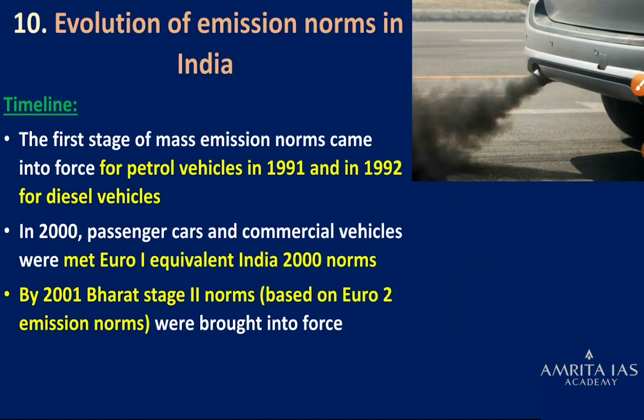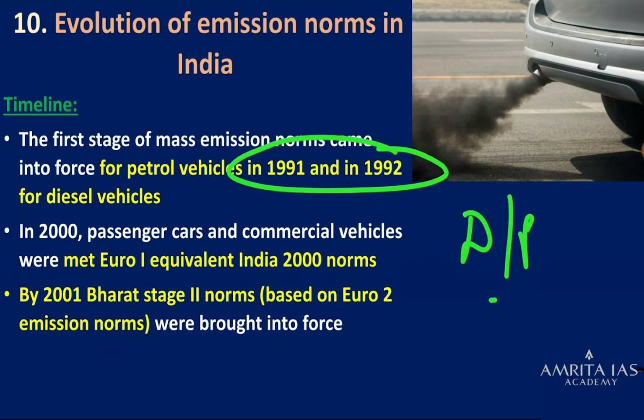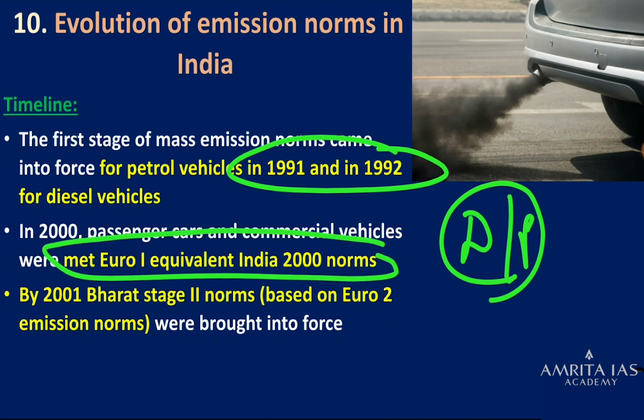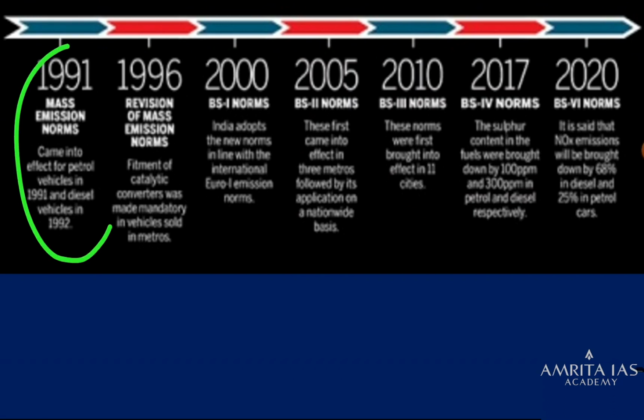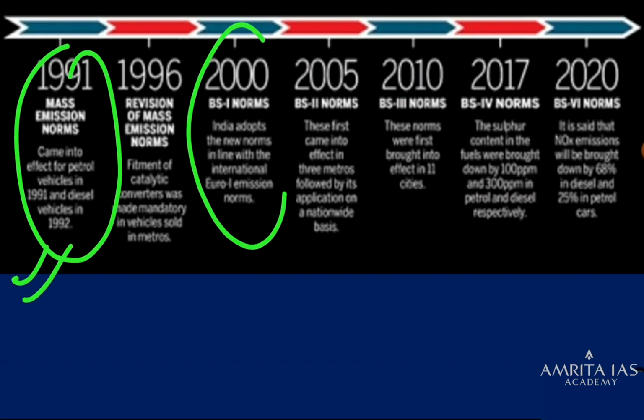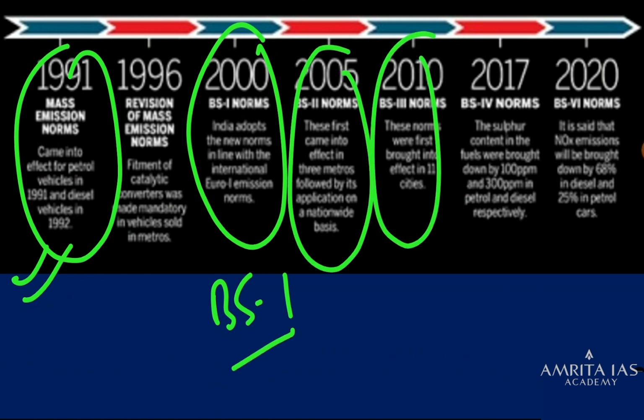So, a small timeline. From 1991, some emission norms came into being for diesel and petrol cars, right? In 2000, we went for the Bharat Stage norms. So Bharat Stage norms came into being. You can see in 1991 this emission norm started. BS1 norms came in 2000, BS2 norms, then BS3 norms in 2010, then the BS4 norm in 2017.